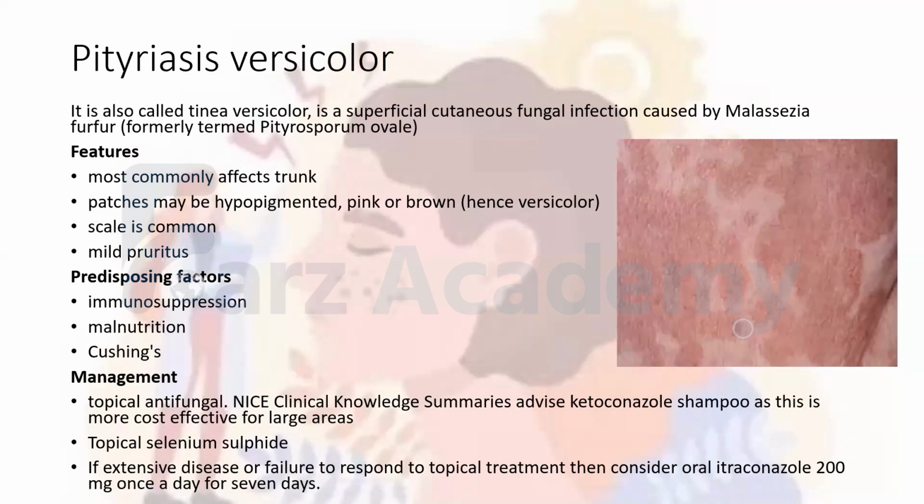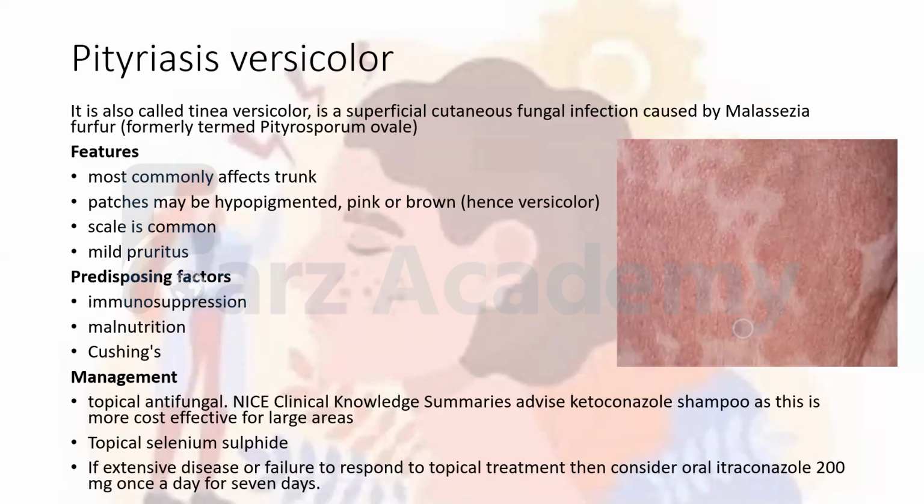So common features seen here: it most commonly affects the trunk. Patches may be hypopigmented, pink or brown in color. That is why it is called versicolor, which is multicolor. So the lesions can be in any color. It can be white, pink, or brown. Scales are usually common in these lesions, and it can also have mild itching.